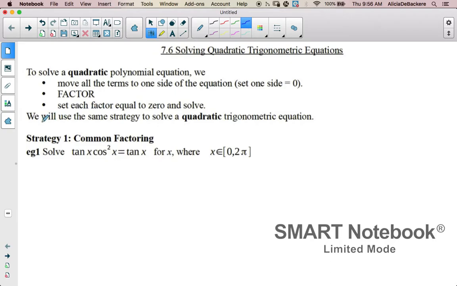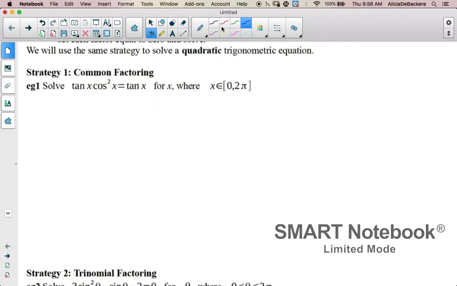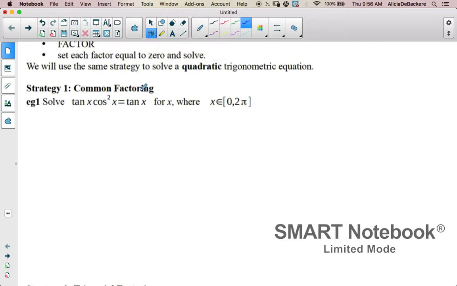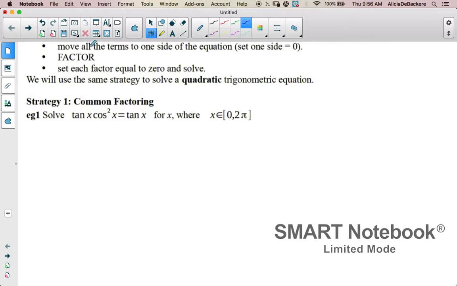In strategy 1, I'm going to look at common factoring. So in my first example, I've got tan x times cos squared x is equal to tan x. Remember that the first step is going to be to move all of the terms to one side of the equation. So I know I need to do this. I see a squared here on the cos. So I'm going to move everything over to one side. So I had positive tan x on the right, so I subtracted it over to the other side.